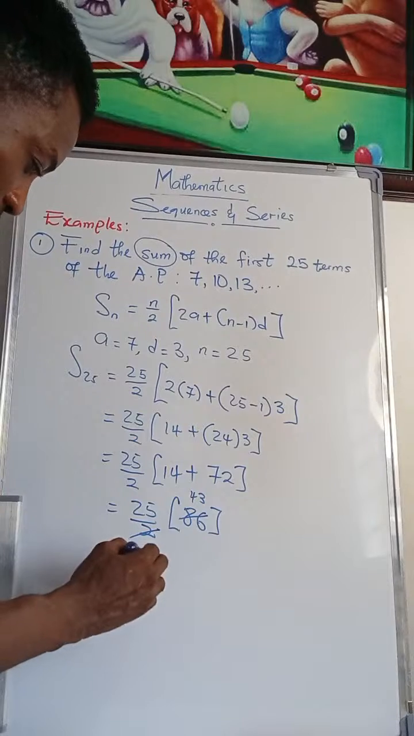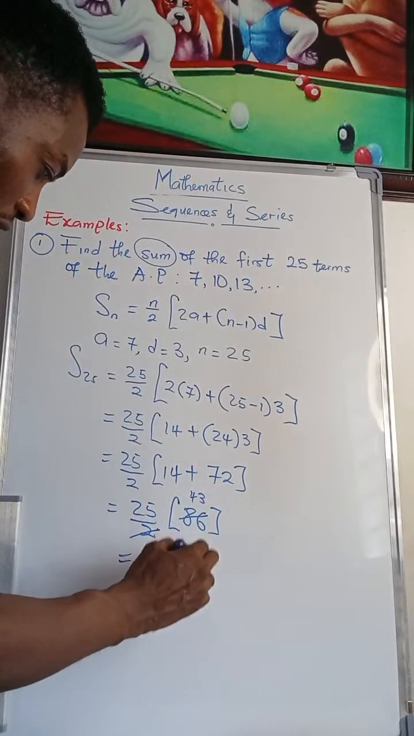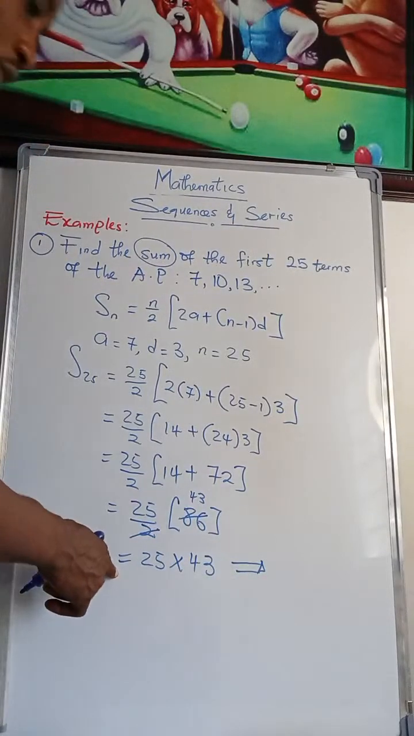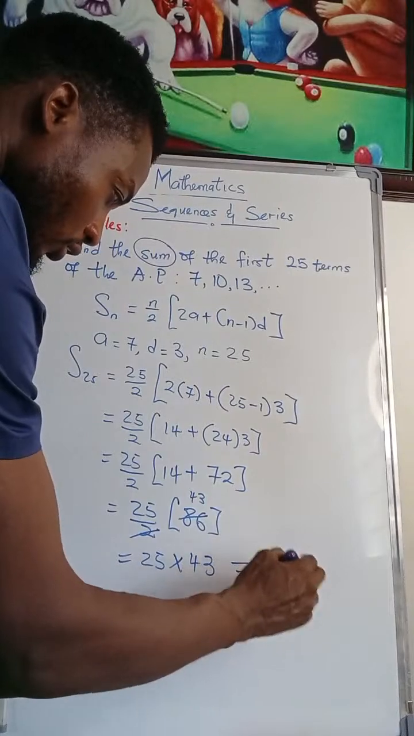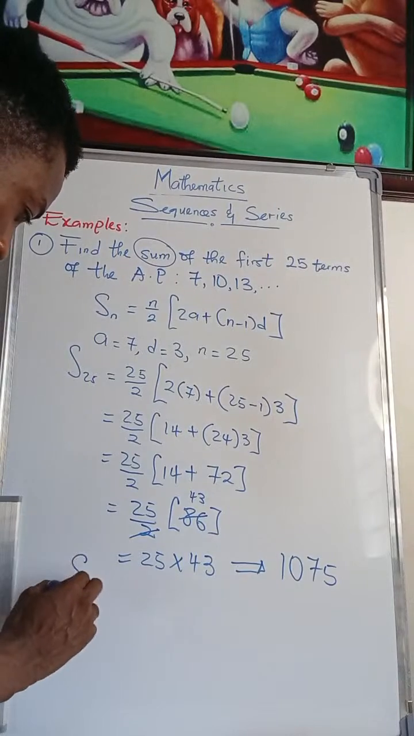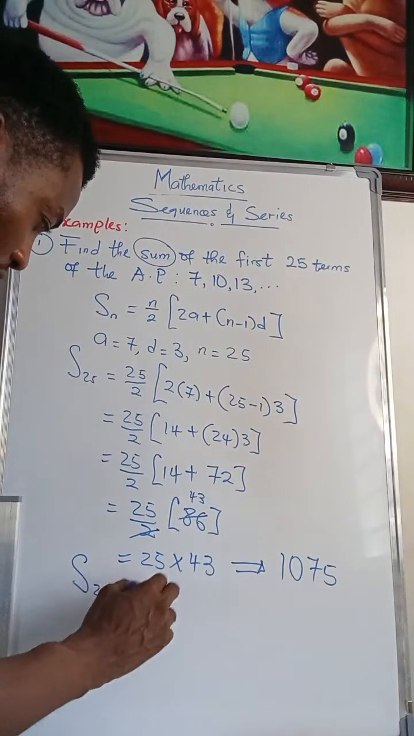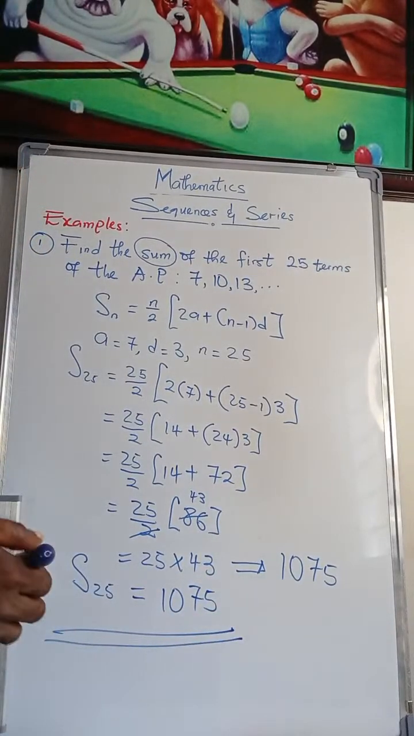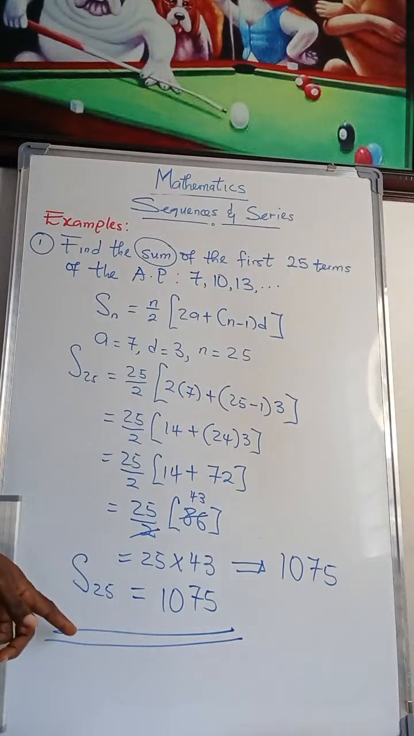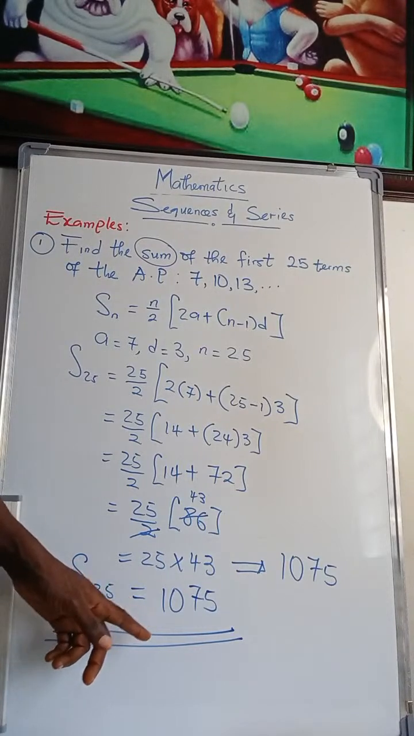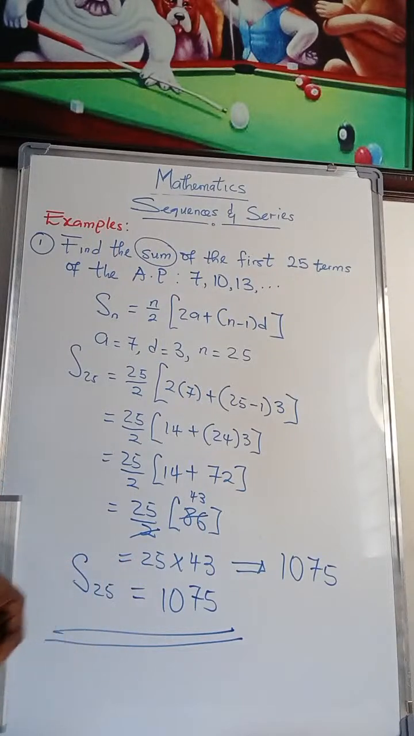So we have 25 times 43. 25 times 43 will give us 1,075. So it means that the sum of the first 25 terms is 1,075. This is the answer. I hope you guys can see it. All right, so the sum of the first 25 terms is 1,075.